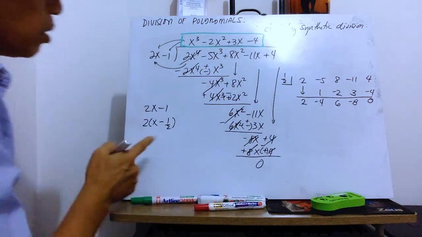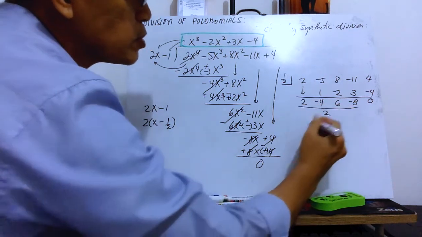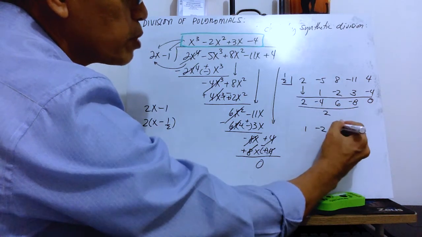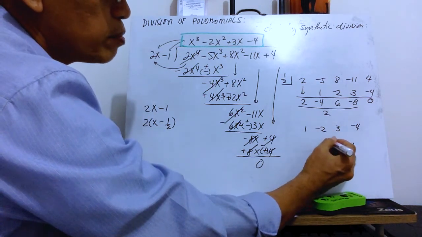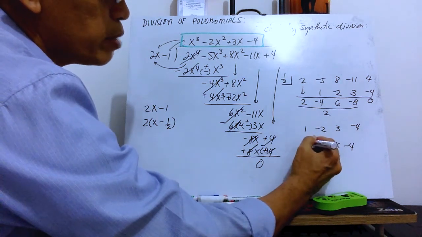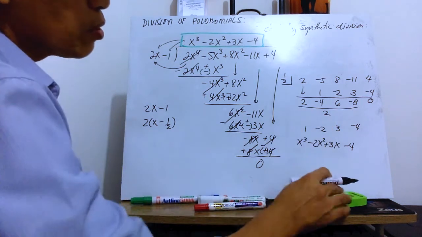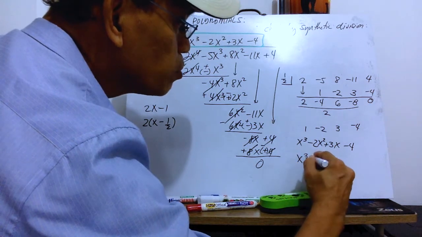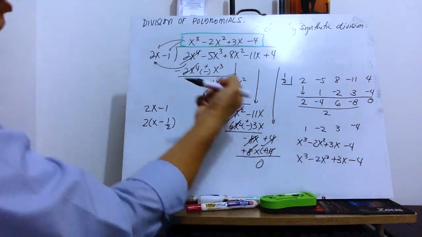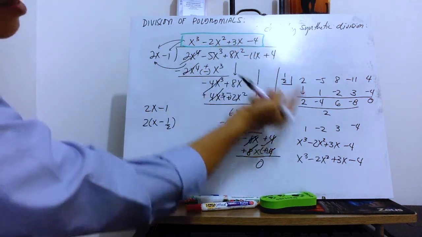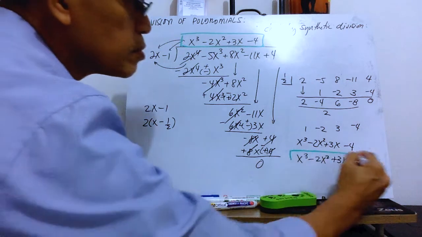Okay. And then, since we multiplied that divisor by 2, we need to divide everything by 2. This becomes 1, this becomes negative 2, this becomes 3, this becomes negative 4. This will be our constant. That will be our x term. This will be our x squared term. And this will be our x cubed term. Okay, let's write it properly. So x cubed minus 2x squared plus 3x minus 4. Is it the same as this one? Hey, look at that. All right. There you go.